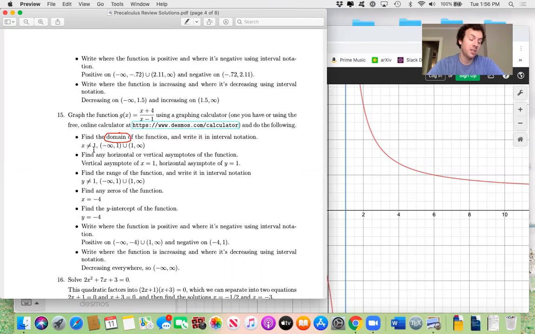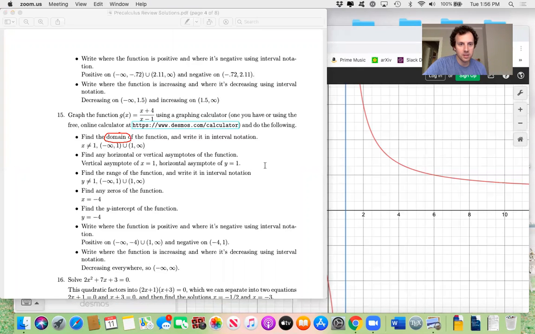This answer also makes sense if you look at the equation here, because what is a domain problem? Well, with a fraction, one big thing you need to look for is you can't divide by 0. And if you say, where might the bottom be 0? Well, if x minus 1 equals 0, that's the equation you set up to try to answer that question. That gives you exactly x equals 1. So that's the point that we don't want to include.